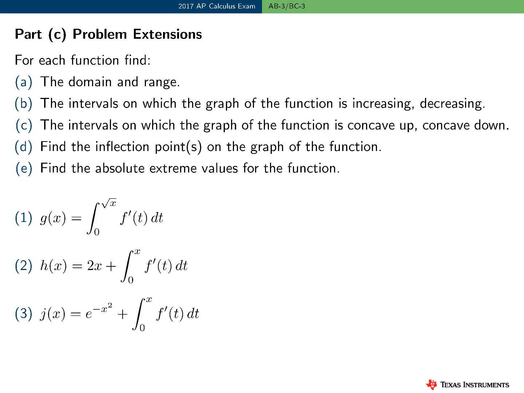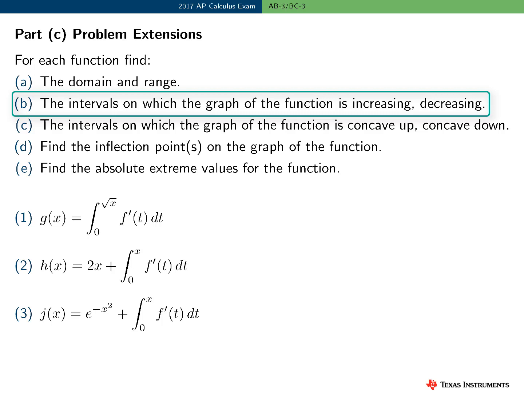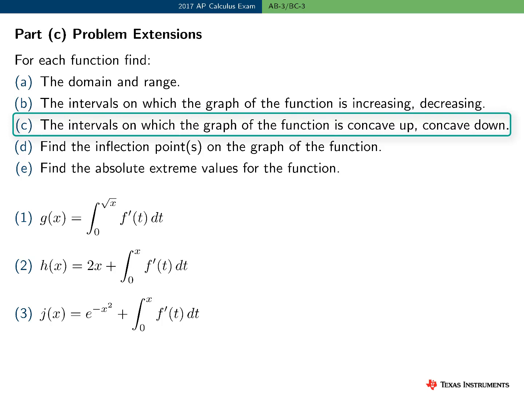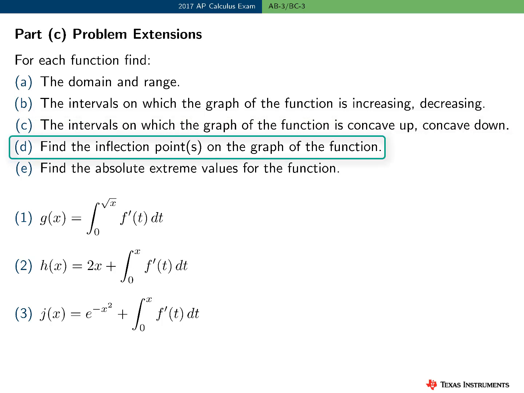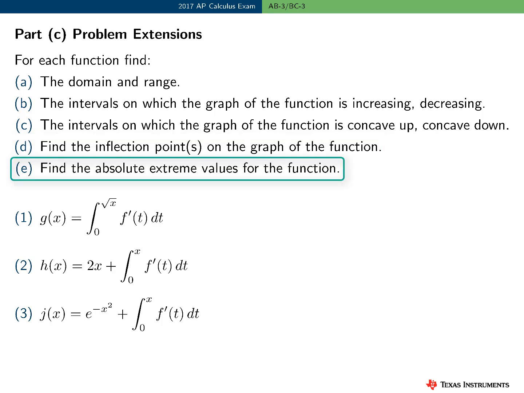Here are a few more AP Calculus type problem extensions. For each of the functions defined below, find the domain and range, the intervals on which the graph of the function is increasing or decreasing, find the intervals on which the graph of the function is concave up or concave down, find the inflection points on the graph of each function, and finally, find the absolute extreme values for each function. I think that students can solve each of these questions analytically, but they should also be able to use technology to explore and confirm their results.